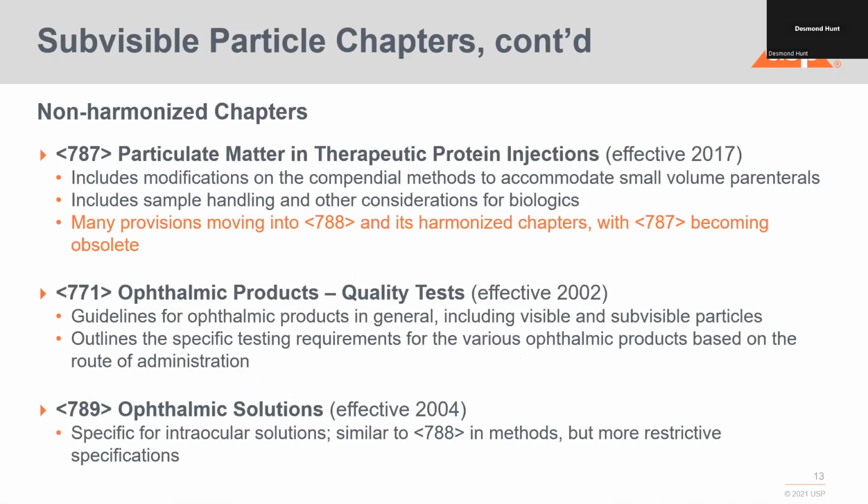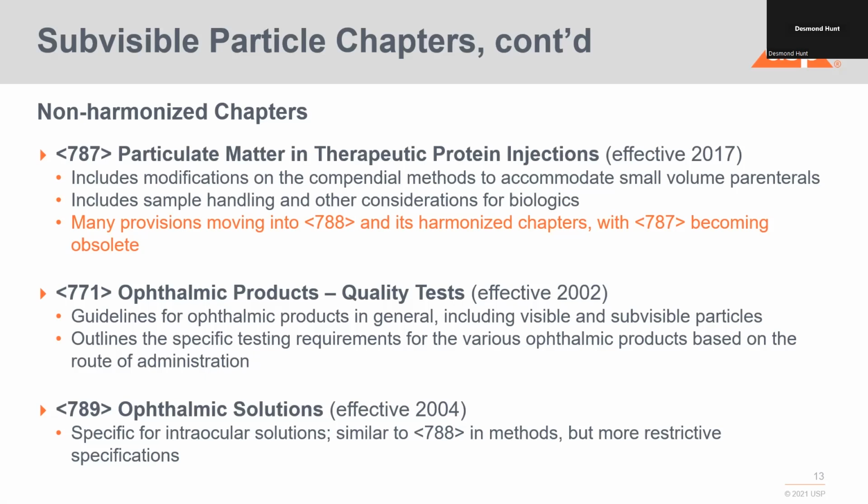So 788 is definitely a harmonized chapter, everyone knows, but we also have other chapters that have been developed that kind of speak to the topic of subvisible particles. The one that I was most proud of was actually 787, because as I said, back in 2012, there was discussion around gaps with the current 788 as it relates to the biologics and small volume drug products. This is what led to the development of 787, which was particulate matter in the therapeutic protein injections.